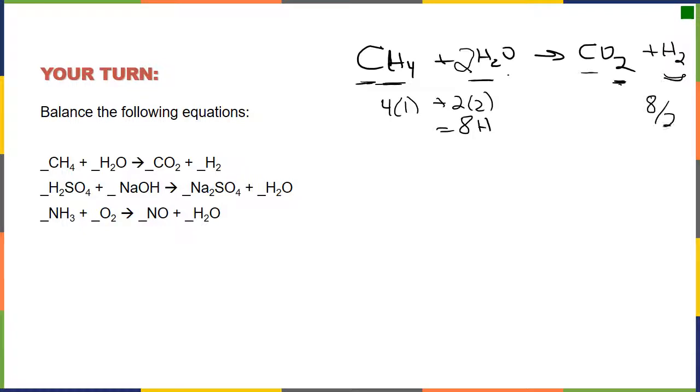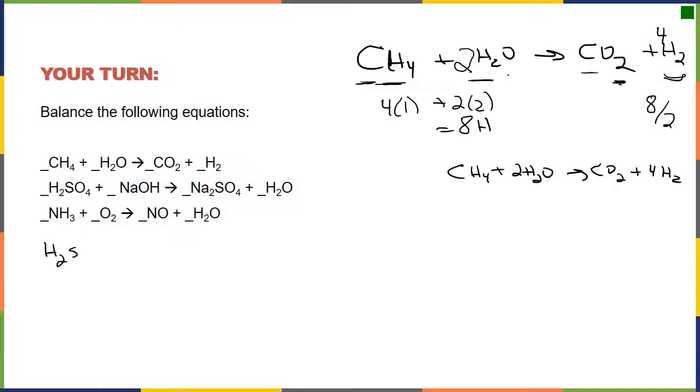Well, 8 divided by 2 is going to give us 4, so we're going to have 4 H2s. And our balanced reaction is CH4 plus 2 H2Os goes into CO2 plus 4 H2. And we verify the elements are balanced. So next one is a nice acid-base reaction.